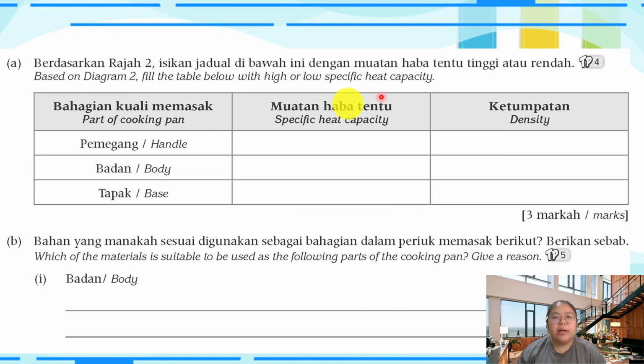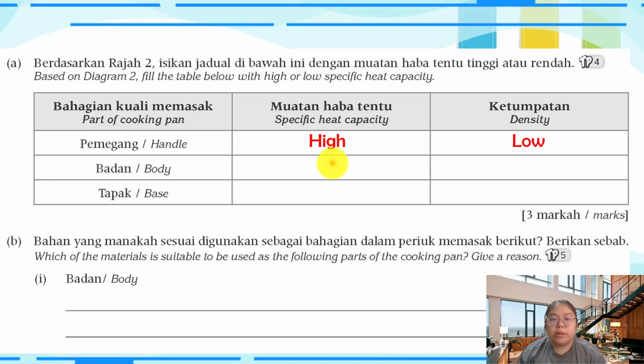Okay, so from here they want you to find out, based on the diagram, to fill in the table below with the high and also low specific heat capacity. So for the handle, normally you want it to heat up slower, is it? So the specific heat capacity must be high. Then density must be low because you want to hold it, is it? So the answer is low.